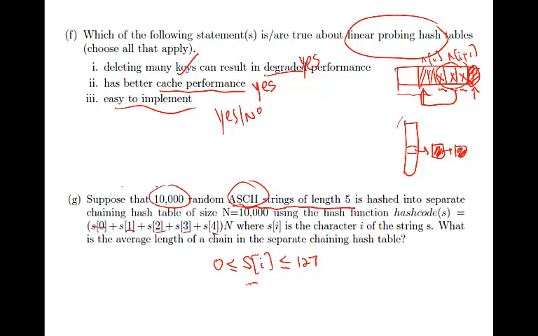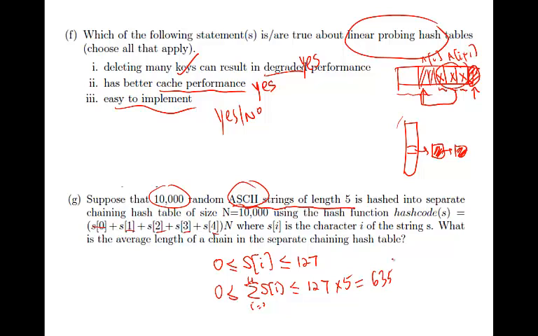And so if you add 5 of those things, from i equals 0 to 4, each one has a max value of 127. So the 5 of them have a max value of 127 times 5, and a min value of 0 times 5. So this turns out to be about 635.